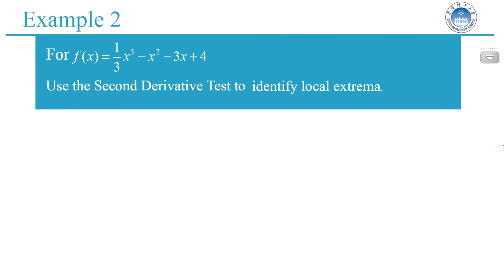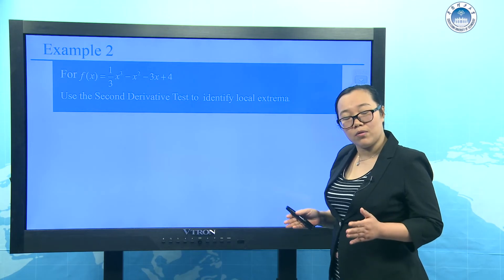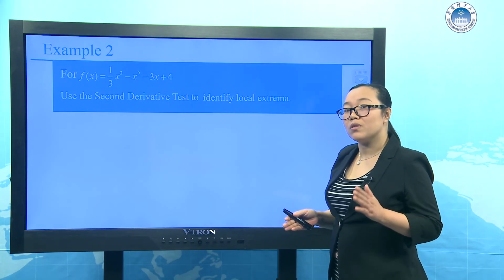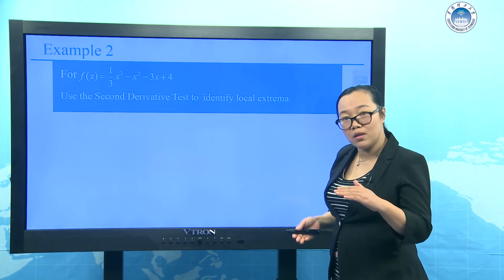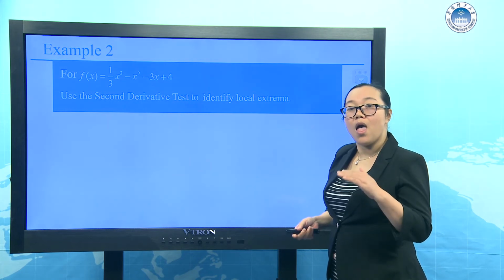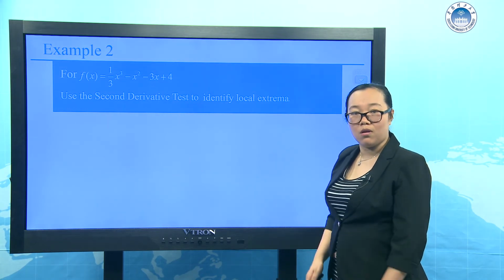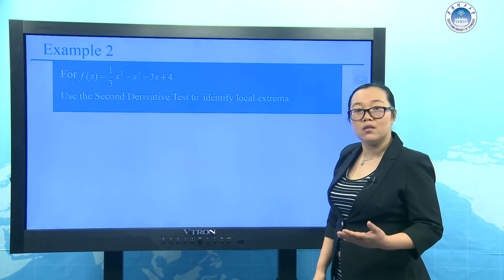So now look at example 2. If f x is given as 1 over 3 x cubed minus x squared minus 3x plus 4, use the second derivative test to identify the local extrema. Do you remember the second derivative test? Yes, according to the sign of the double prime. But do you remember the given condition? Under the condition f prime c equals 0, c is our stationary point.